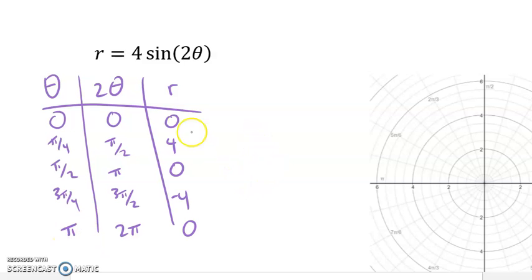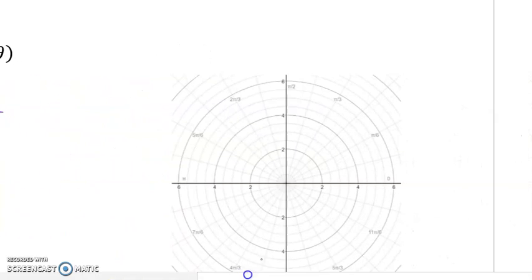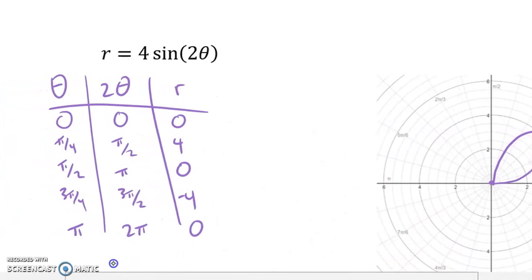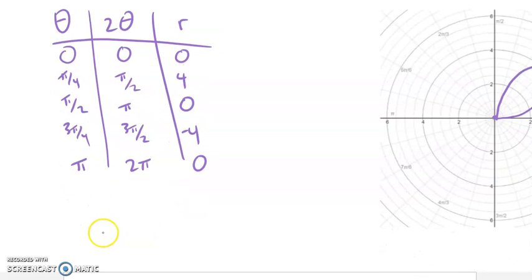So when we graph those points, we start at the pole, we go out to a maximum of 4, and then back to the pole. And that's as theta goes from 0 to pi over 2. So from 0 to pi over 4, back down to pi over 2. So we're going to come out like this, and then go back in like that. All right, well then what happens? Well, then we keep on going with our pattern here.